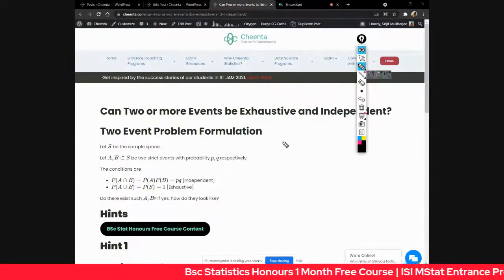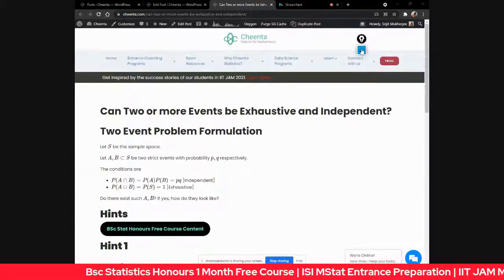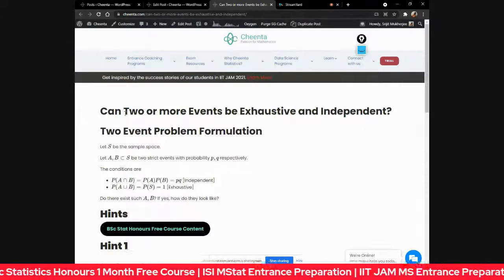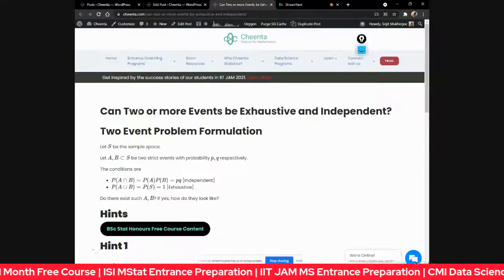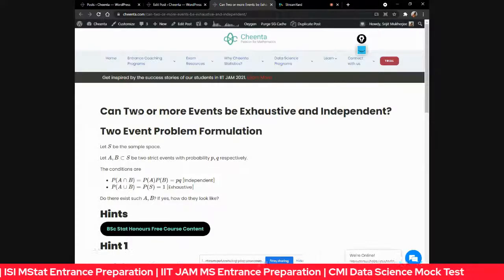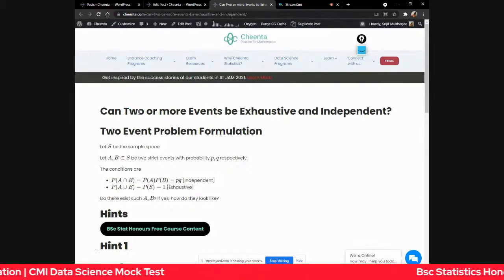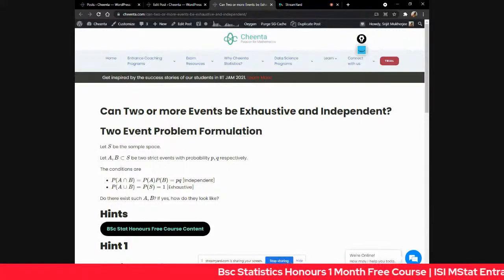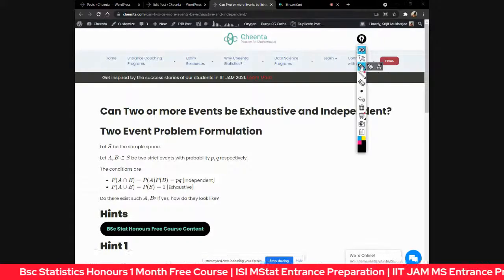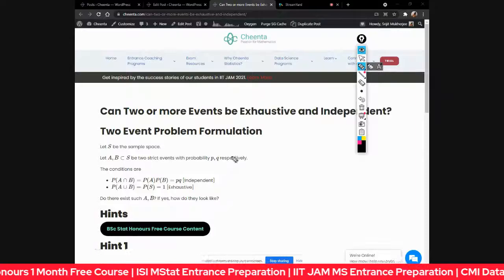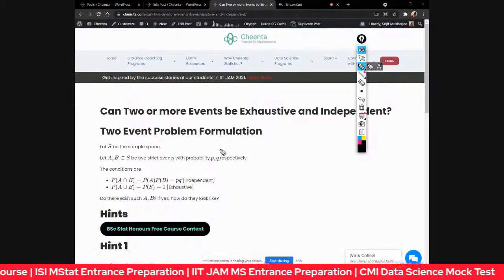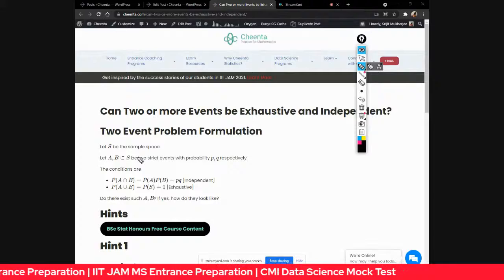So the idea is simple. The question is very simple. The question asks whether two or more events can be exhaustive and independent or not. Events are exhaustive if the union of them constructs the whole space, and independent if there are certain conditions. It depends upon how many events there are. So I will be discussing the simple stuff. To make it very simple, let's do it for two events.